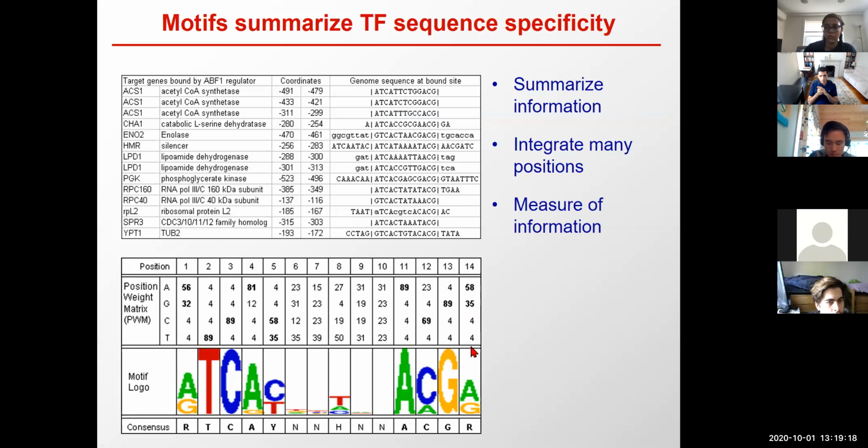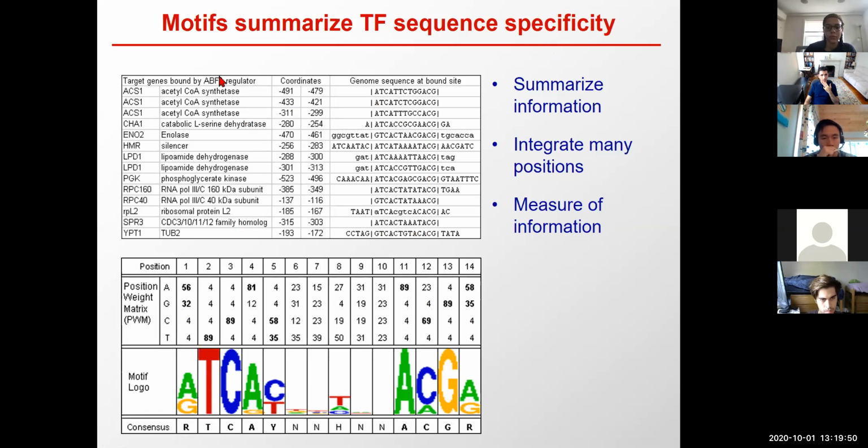So what do motifs do? Motifs summarize transcription factor binding specificities. So if you look at this particular motif, it's very intuitive. It basically says, oh, this position better be a T, that position better be a C, that position better be an A, and so on and so forth. And that position, well, it doesn't matter. It can be either an A or a G. But where do these come from? They come from summarizing information which is scattered across many locations in the genome.